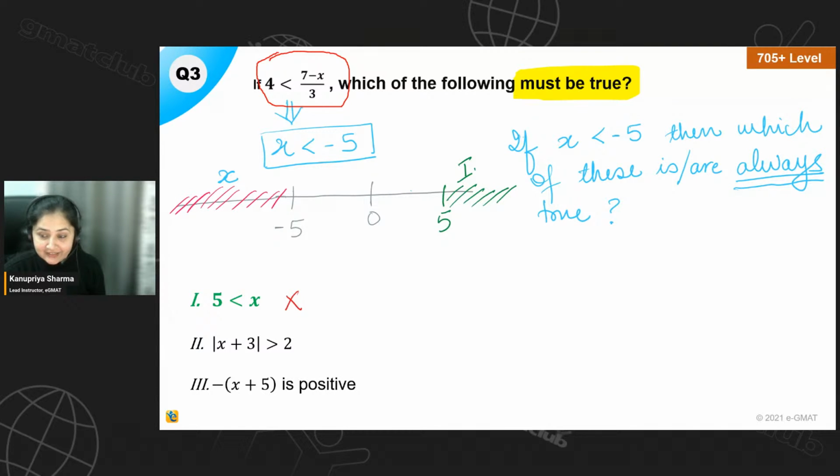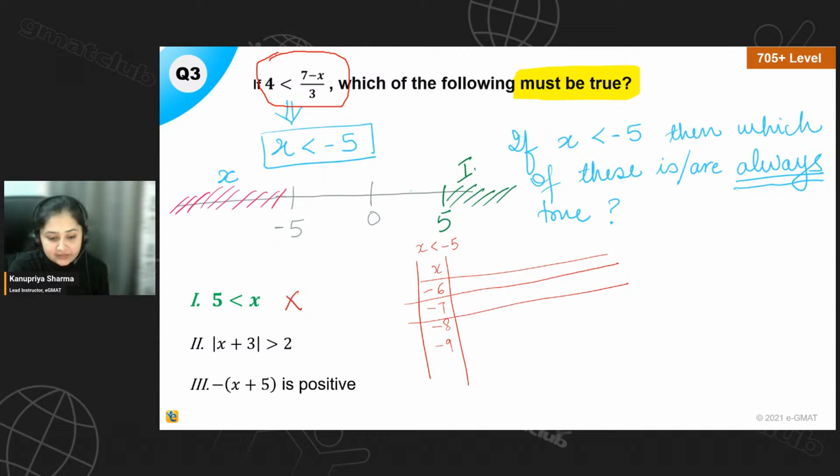Now let's come to the second one, which will decide which is the correct answer. Is B the correct answer or is D the correct answer? It depends on statement 2. So here it says mod of x plus 3 is greater than 2. Now you know that x is less than negative 5. So it can take values such as, taking integer values for ease of calculation, negative 6, negative 7, negative 8, negative 9, right? It can take decimal values as well, anything less than negative 5. I've just taken these integer values for ease of calculation.